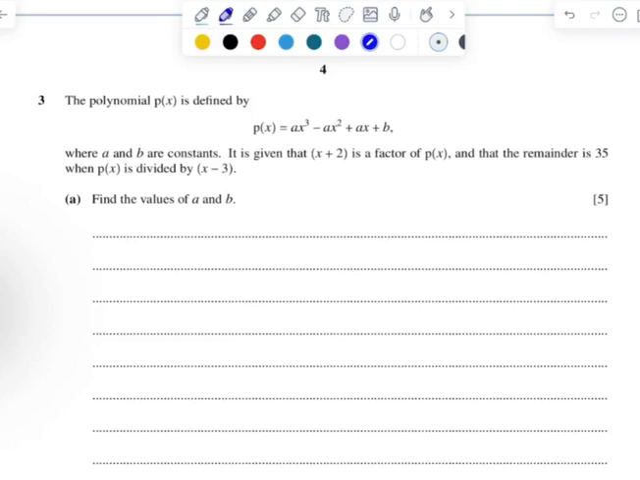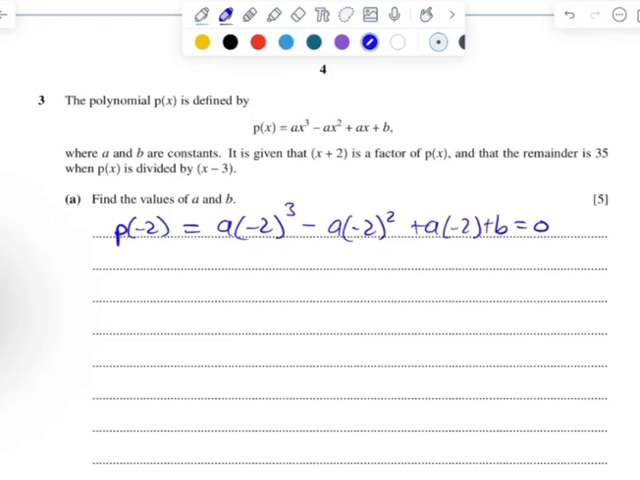Okay, so if I plug minus 2 into my equation, I know that my final answer should be 0 because it's a factor. So let's do that. Okay, and I'm just going to simplify this. I haven't even read the rest of the question yet. Maybe I must quickly do that. So the remainder is 35 when it's divided by x minus 3. Find the values of a and b.